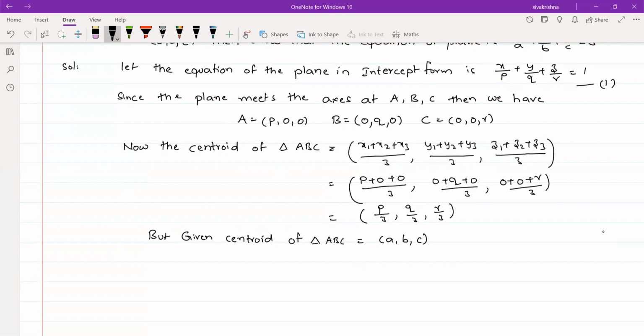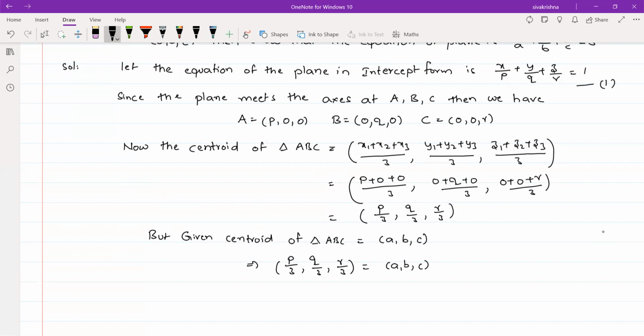Whenever we are having 3 points, we find the centroid of triangle ABC, and then we get some answer, p by 3 comma q by 3 comma r by 3. Both these are centroids of triangle ABC, so we have to equate these two answers. This implies p by 3 comma q by 3 comma r by 3 is equal to a comma b comma c. Why am I equating these two answers? Because p by 3 comma q by 3 comma r by 3 is the centroid of triangle ABC, and in the problem it was already given that the centroid is a comma b comma c, so I am equating these two.